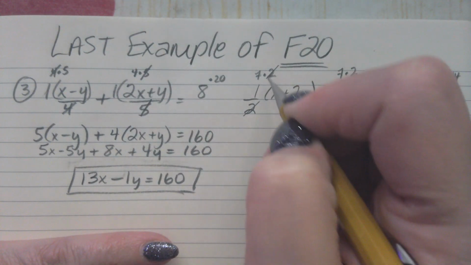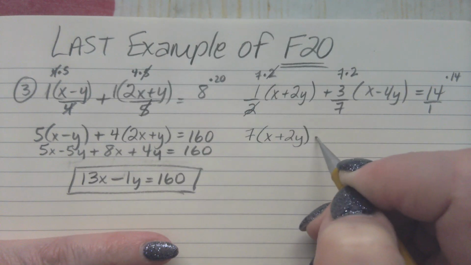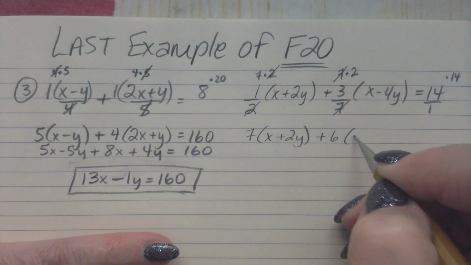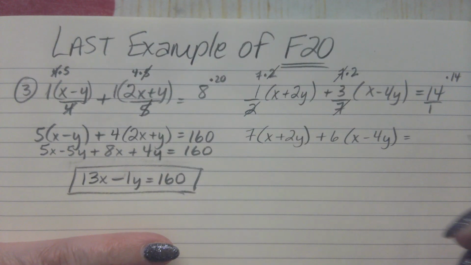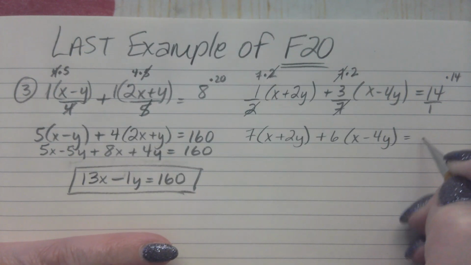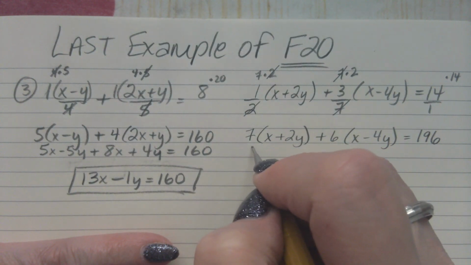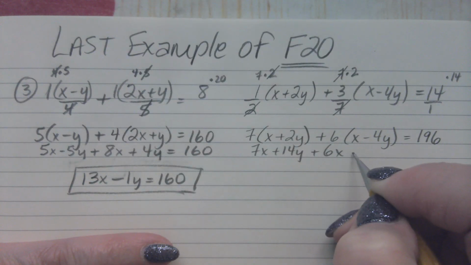What's left over? The 7 and the 1, right? 7x plus 2y. Again, I'm writing this step out because it has a greater chance of me not making a mistake. It works mathematically, but it's a lot more work. You kind of proved it. Yeah, mathematically it does work. 13 and 14 is what? 196. Distribute: 7x plus 14y plus 6x minus 24.